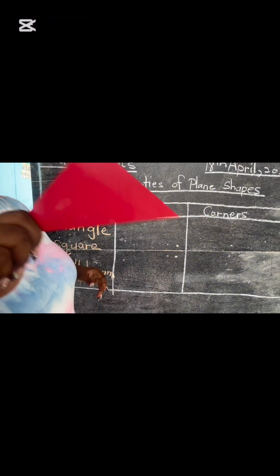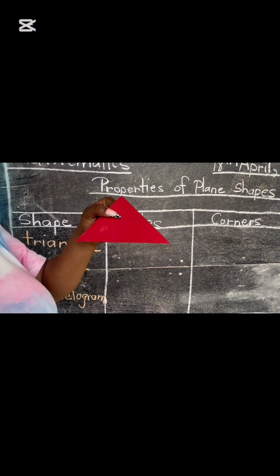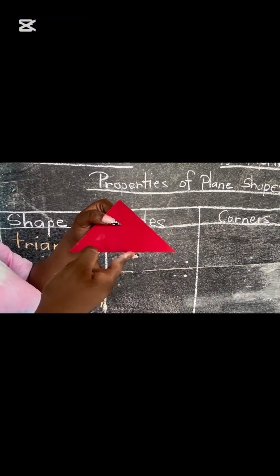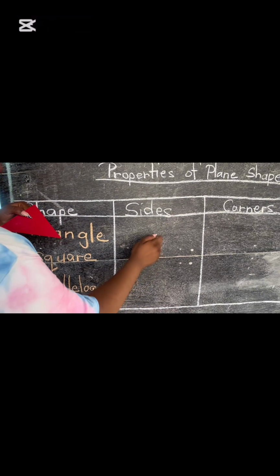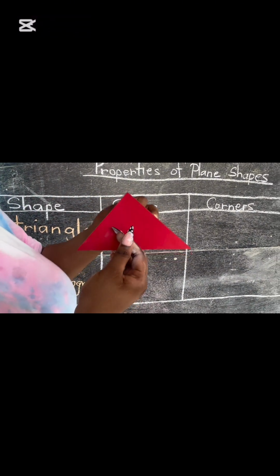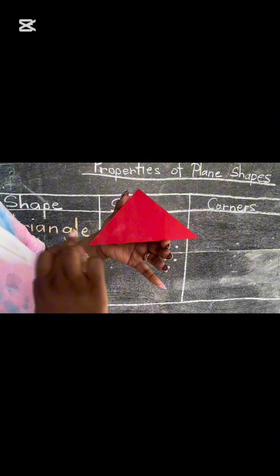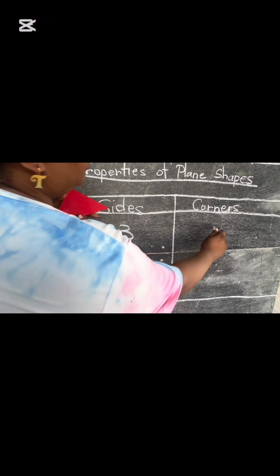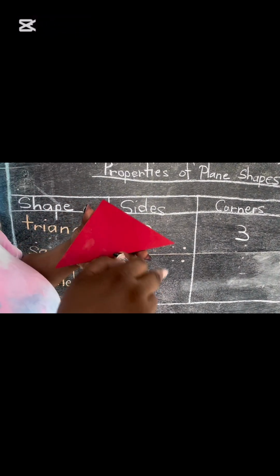Good, this is a triangle. How many sides does the triangle have? 1, 2, 3. So the triangle has 3 sides. Let's look at the corners of a triangle. A triangle has 1, 2, 3 corners. The pointed sides are the corners. Where 2 ends meet will be the corner.